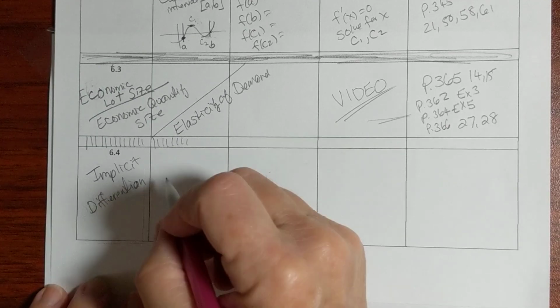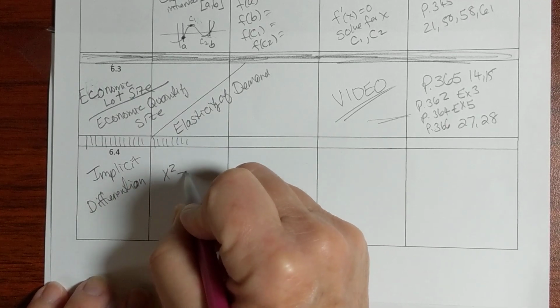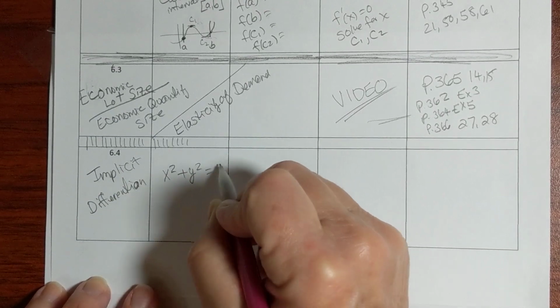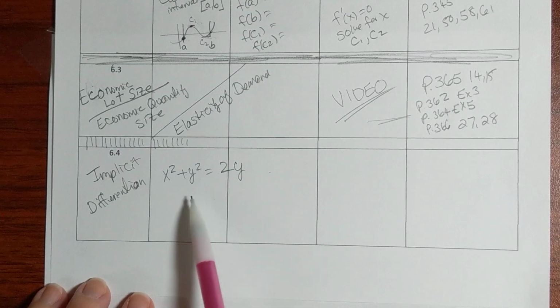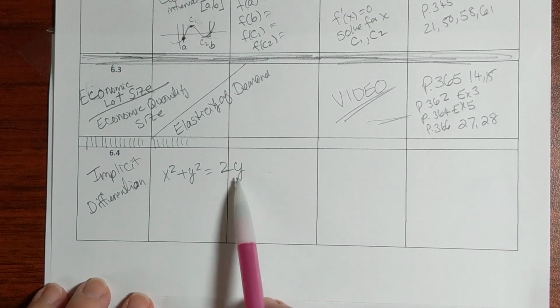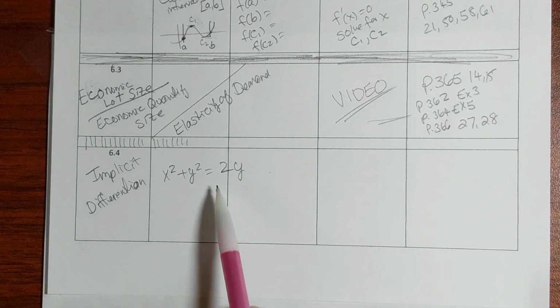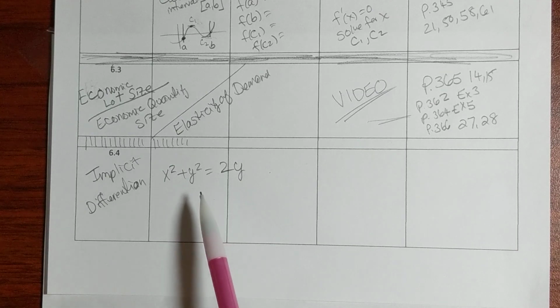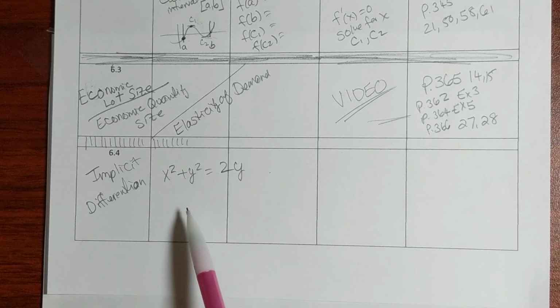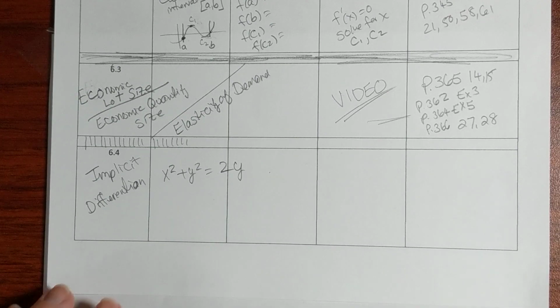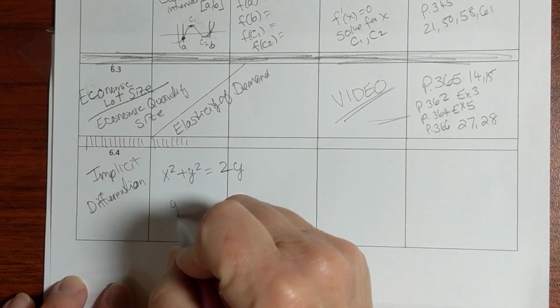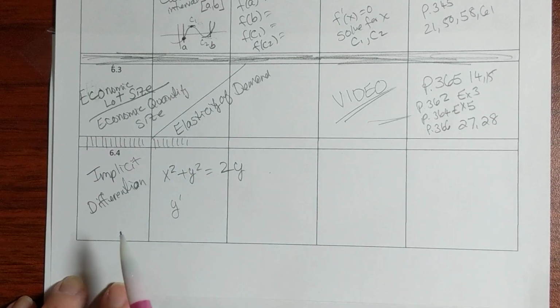So if you have something like x squared plus y squared is equal to 2y, it is not really easy to solve for y and get it by itself on one side of the equation, like we have seen in every single example we've done so far. So we're going to learn a method called implicit differentiation to help us find the derivative y prime when we have a situation like that.